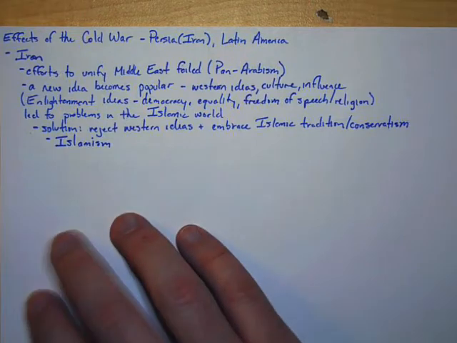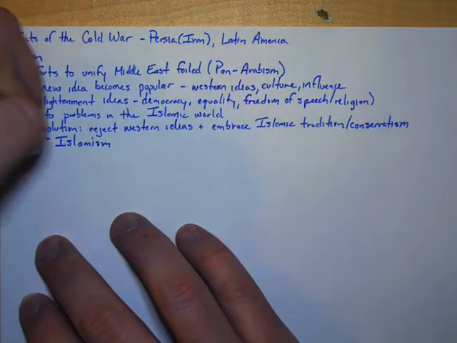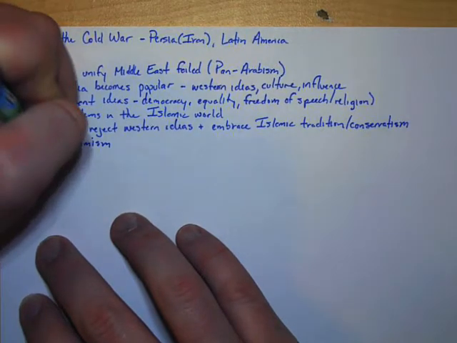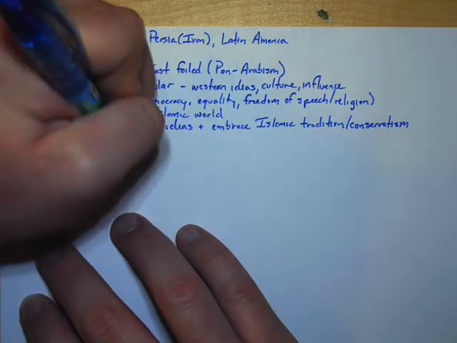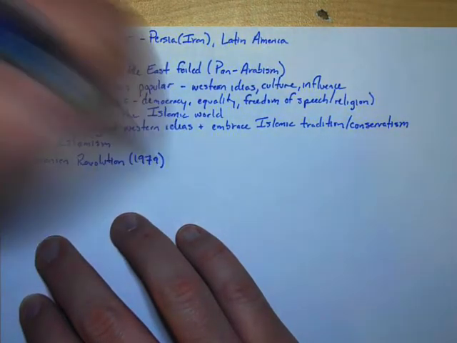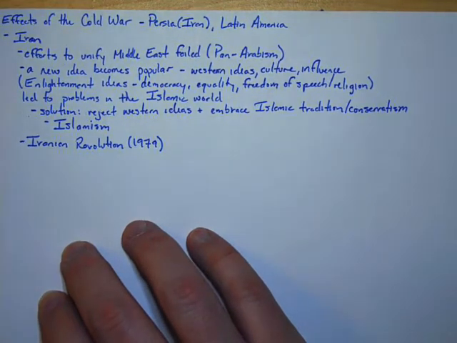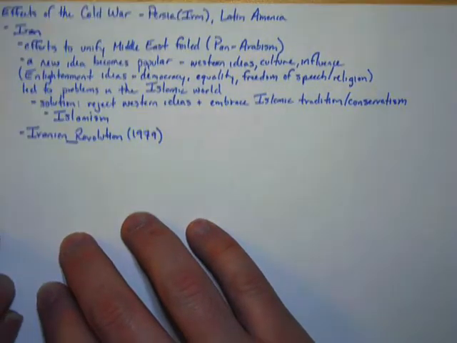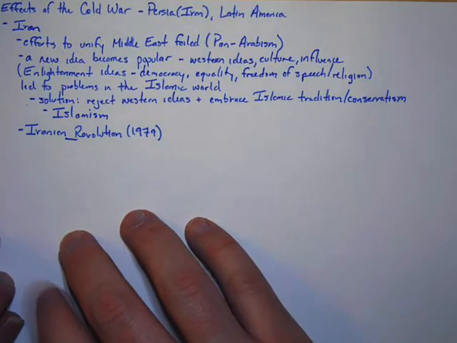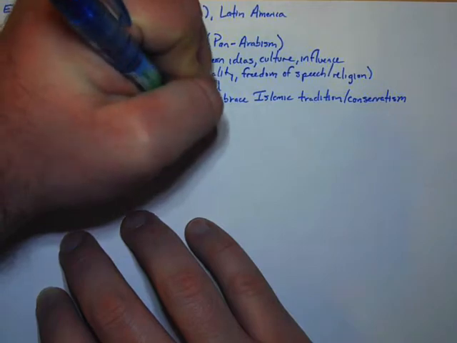And the place where we see this most visibly is in Iran. So let's talk briefly about the Iranian Revolution in 1979. Now, this wasn't the only place where we see Islamism. We could also see it in Syria. We could see it in Saudi Arabia. But this is the most visible example of Islamism.